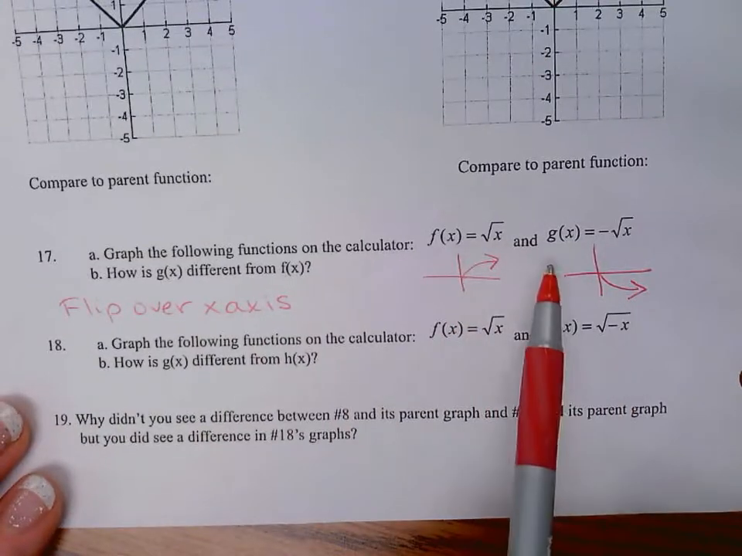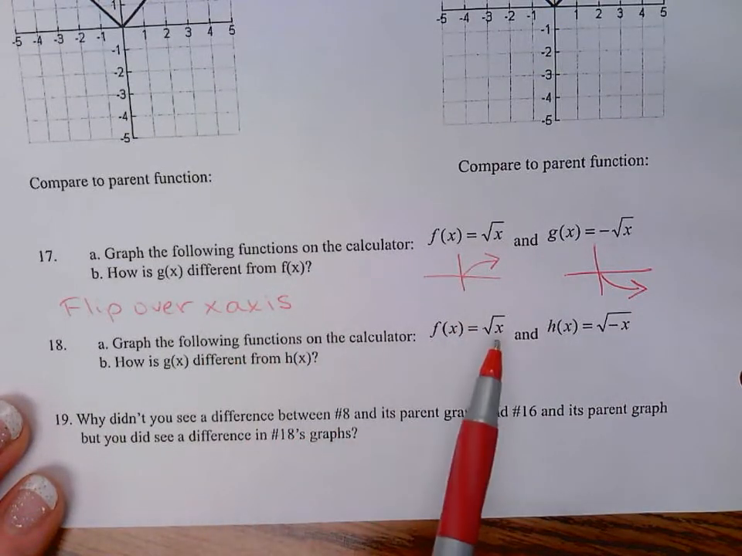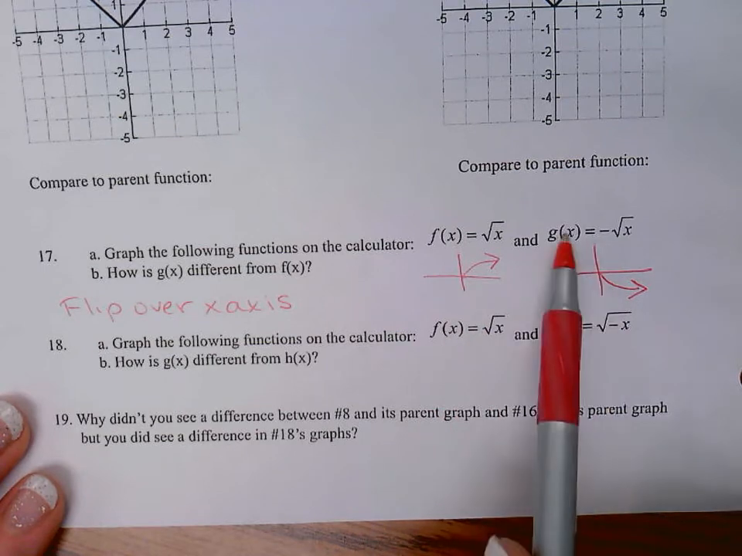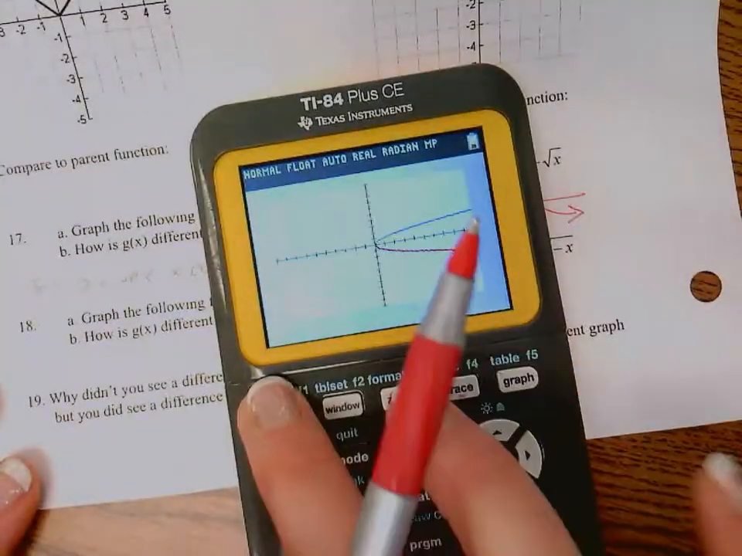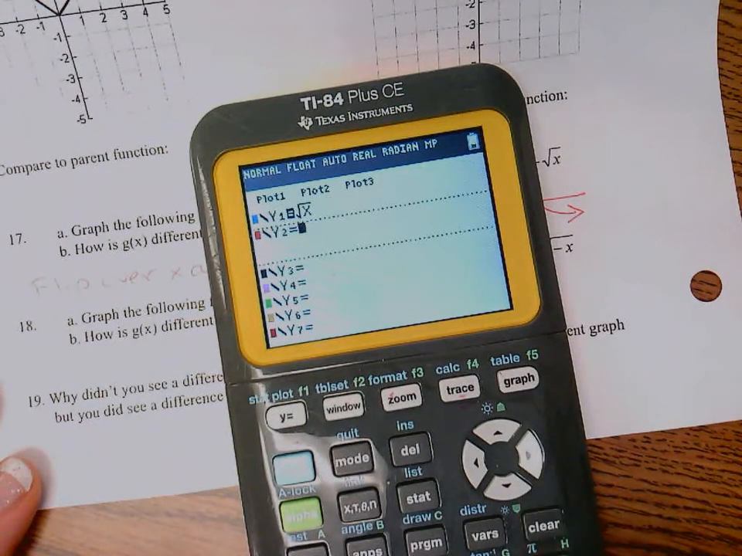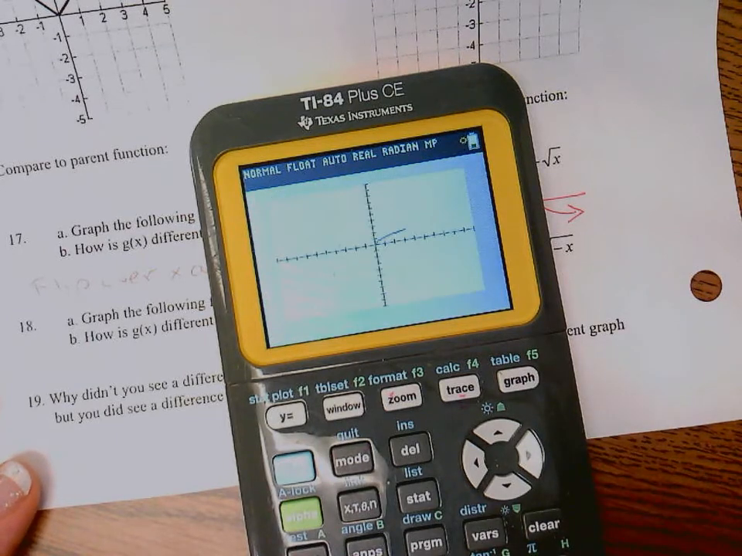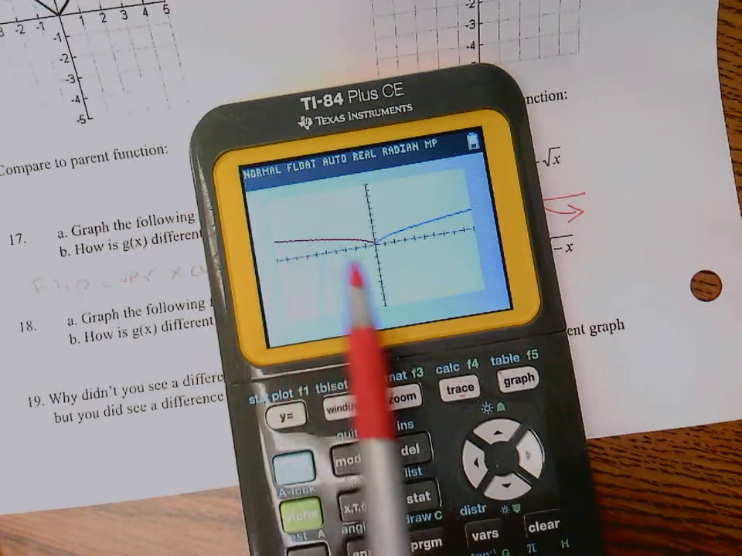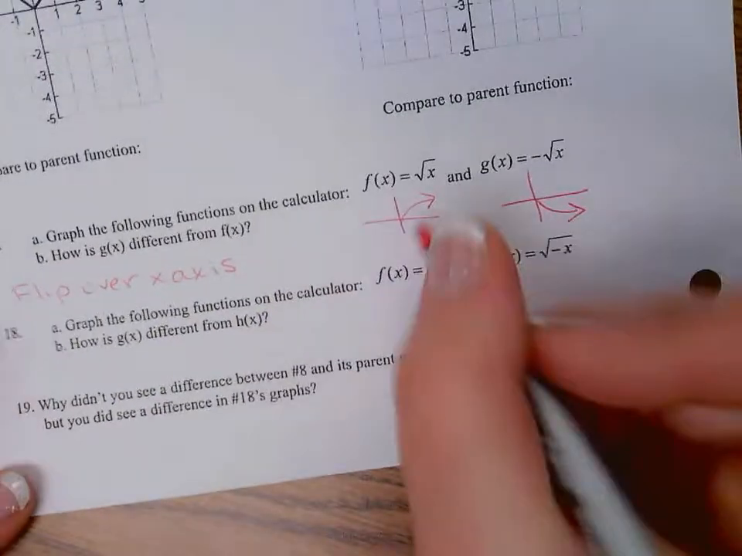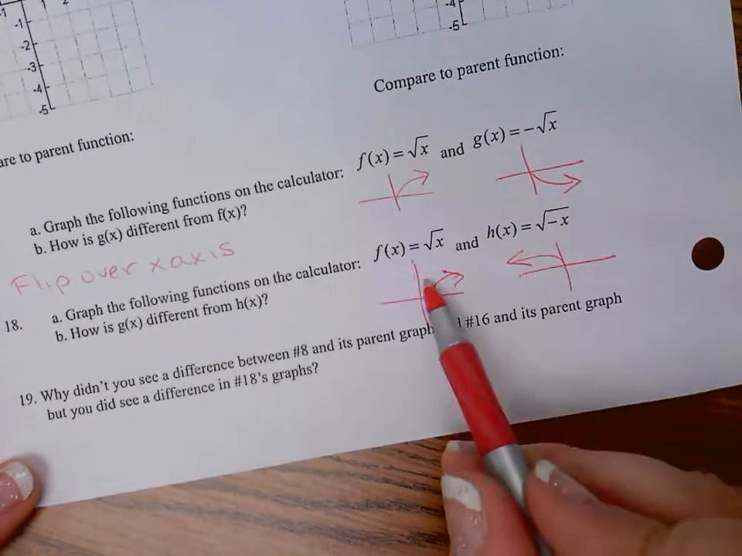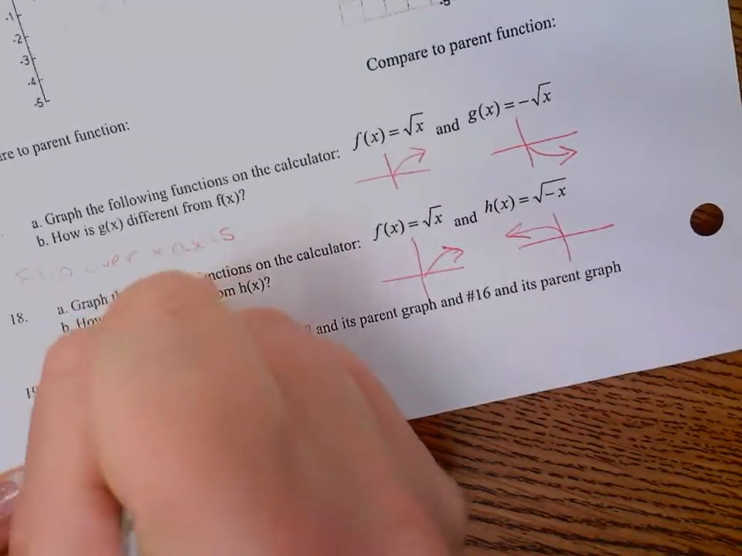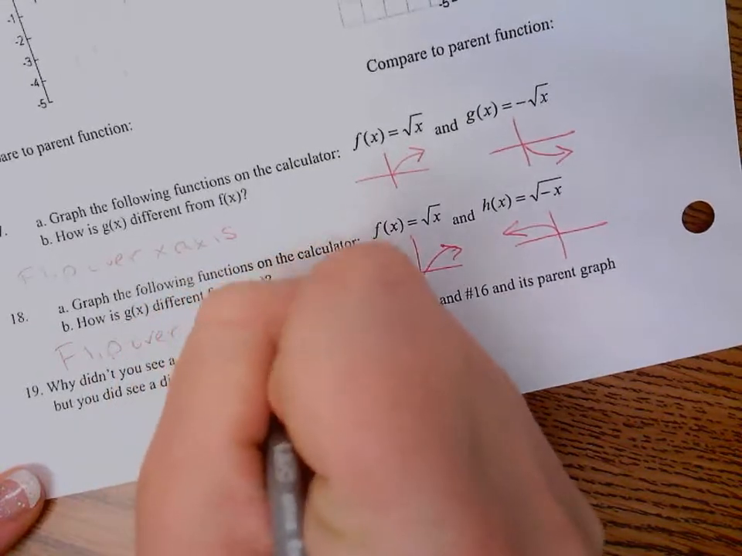Okay, so now they want you to graph the same first function, but now instead of the minus sign being in front, the minus sign is going to be inside. So clear, square root of negative x. All right, so now the graph has gone in this direction, right? The original graph went this way. Our new graph is going this way. So the difference is it's a flip over the y-axis.